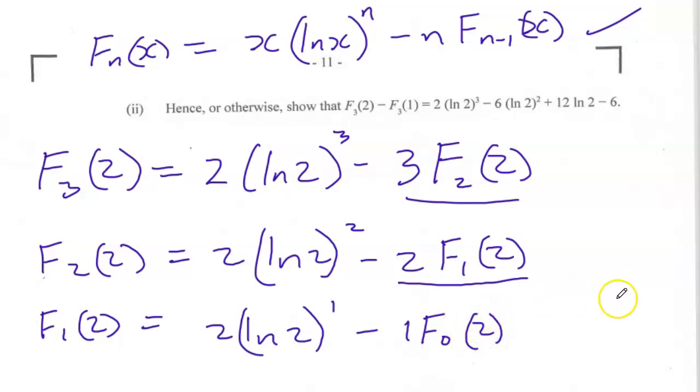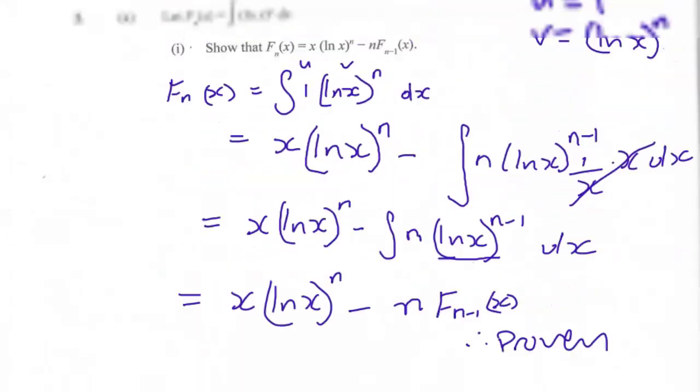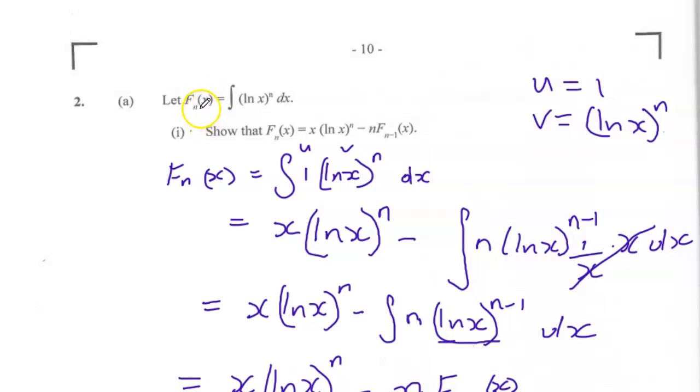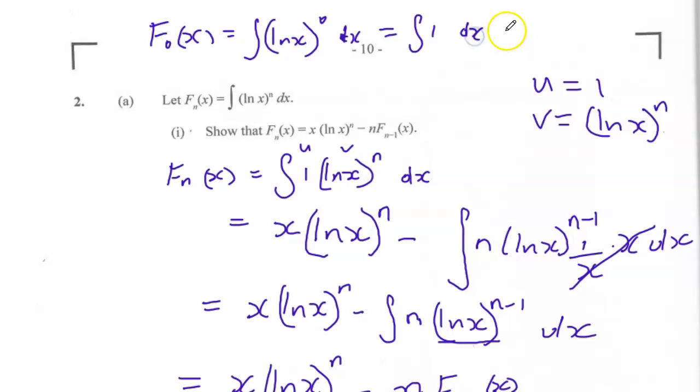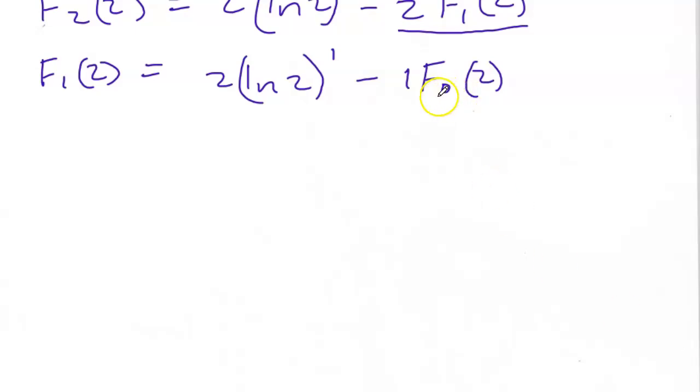So f0, let's look at what f0 is. Let's look at what f was again. Here's what f was. So f0 of x will be the integral of log x to the power of 0, replacing n with 0, dx. And we know any non-zero term to the power 0 is 1. So it's the integral of 1 dx, which is equal to x. So f0 of x would be x.